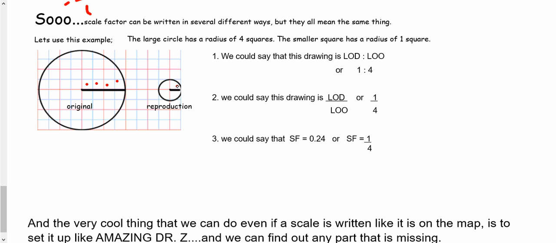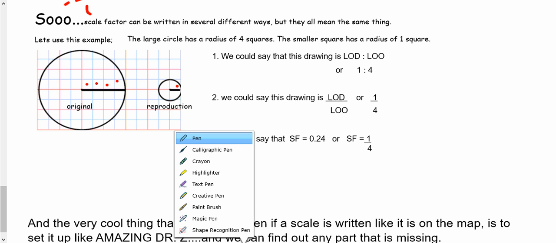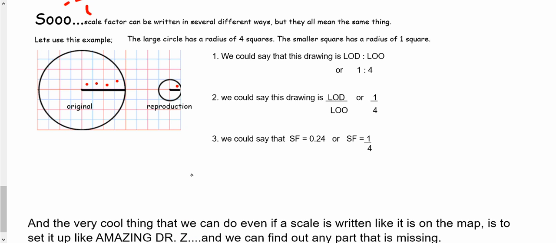So we can say that this drawing has a ratio of Lod to Lu of 1 to 4. That means from the reproduction to the original, because remember, the first number is always the diagram. Or we could say Lod over Lu, like a fraction, 1 over 4. We could also turn that 1 over 4 into a decimal, 0.25, or keep it as a fraction. That's okay too.